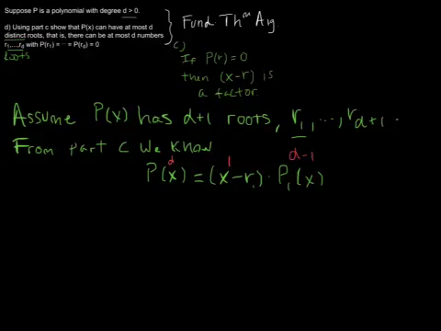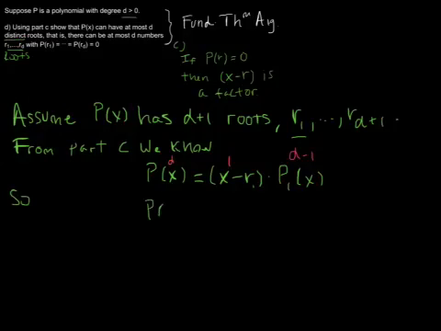Remember, p1 of x has a degree d minus 1. So from our knowledge of polynomials, we know that this must be made up of some number of factors. We're thinking d minus 1 factors, right? So when we plug in r2, we know that we're looking for something to do with this polynomial. So the tricky move that we make is we plug in r2, okay?